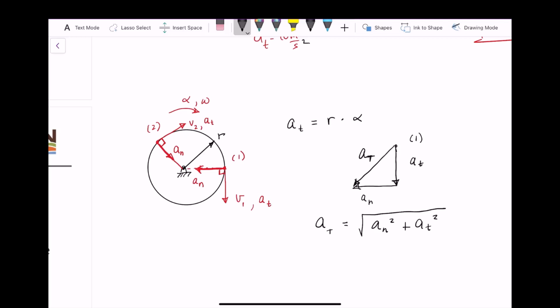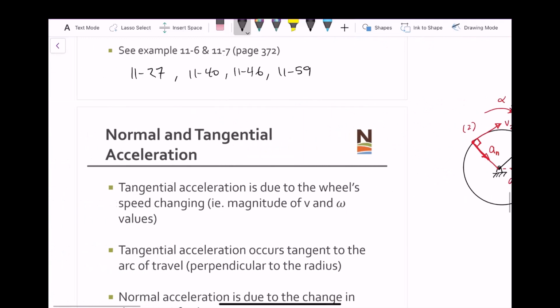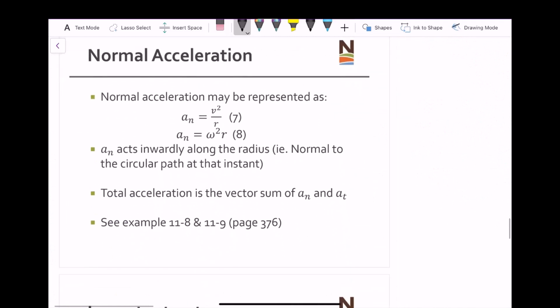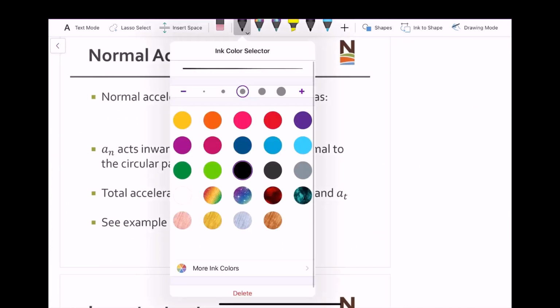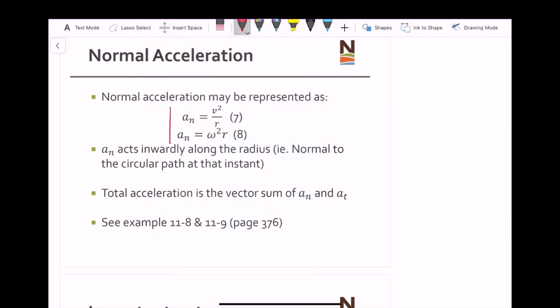The question then becomes, how do we find the normal acceleration? We don't have an equation for that yet. And that's what we see in our next slide here. So our normal acceleration may be represented as follows. The normal acceleration is equal to v squared over r, in terms of a linear velocity. And we also have it in terms of an angular velocity, omega squared r. So depending on what's given.